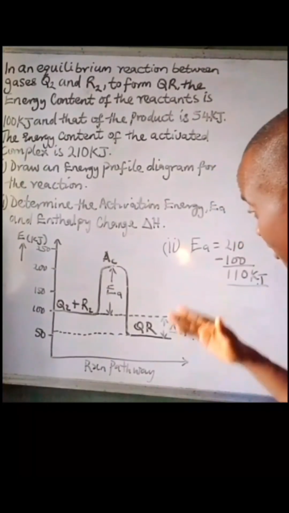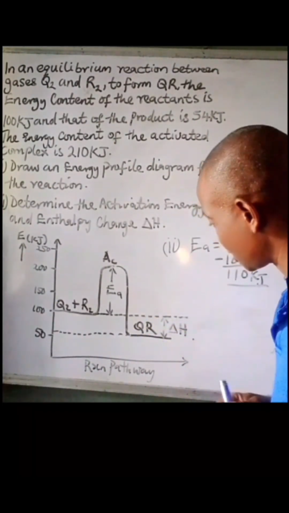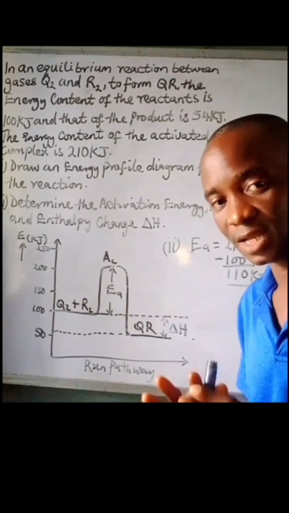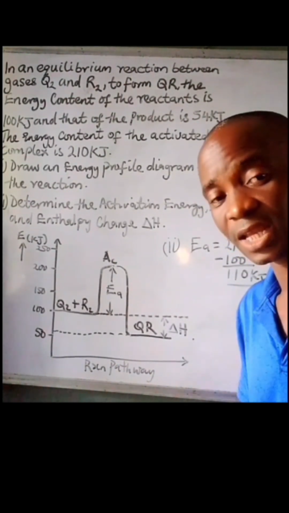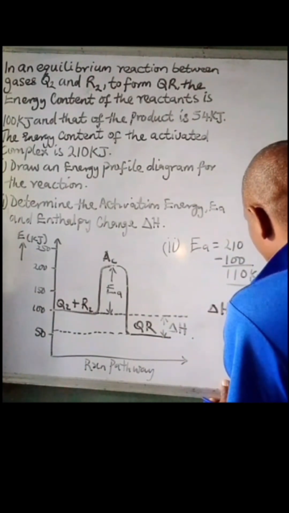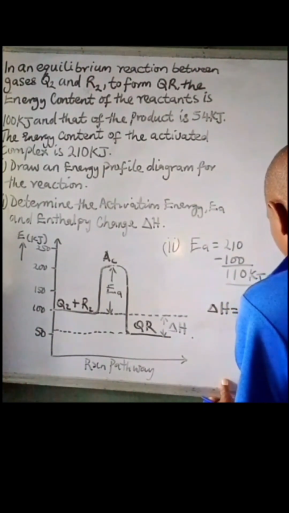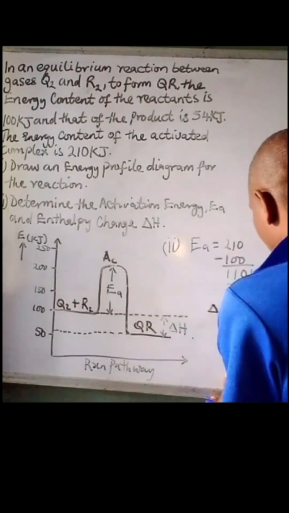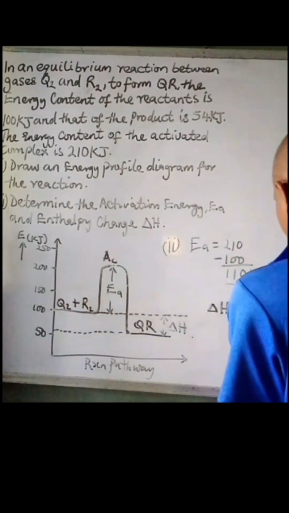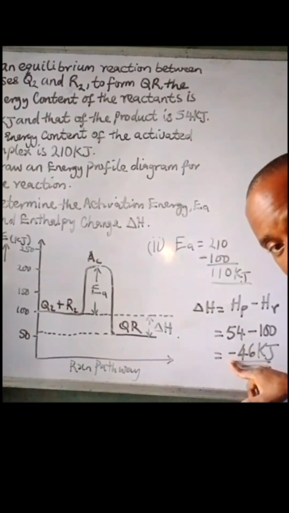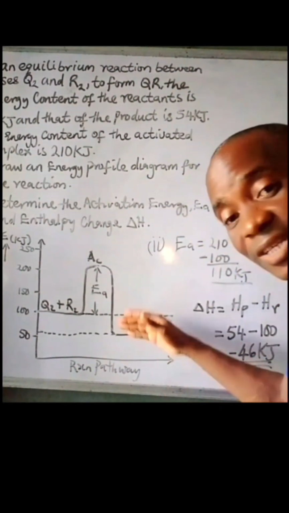And then the enthalpy change. Enthalpy change is gotten by subtracting the energy of the reactant from the energy of the product. So enthalpy change is enthalpy of the product minus enthalpy of the reactant. Enthalpy of the product is 54. That of the reactant is 100. 54 minus 100 will give you minus 46 kilojoules. And you see this negative sign? It tells you that the reaction is exothermic.